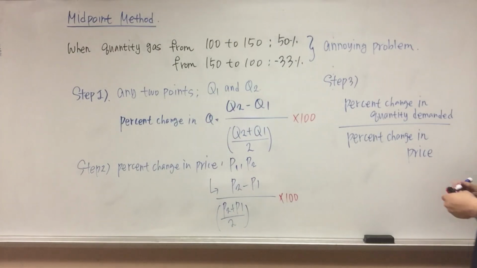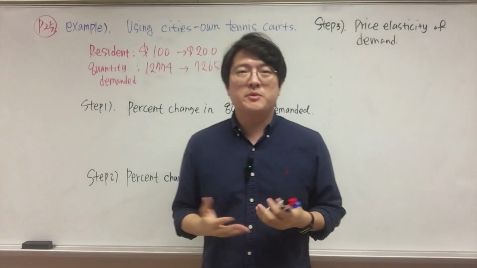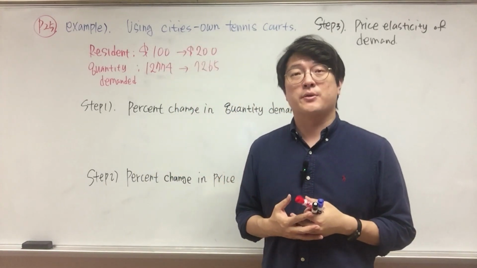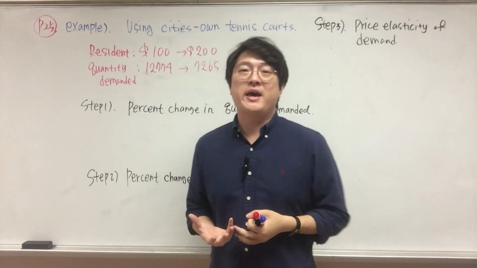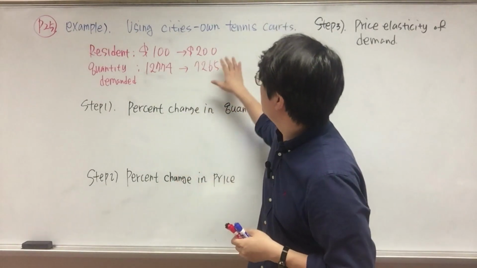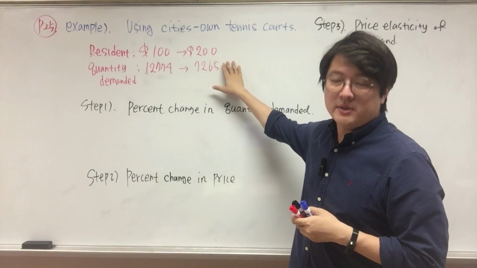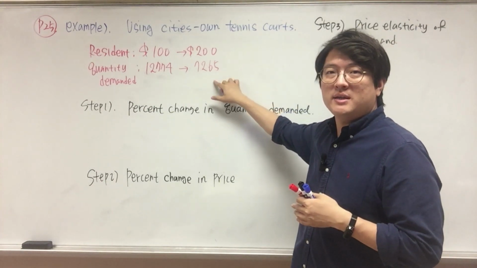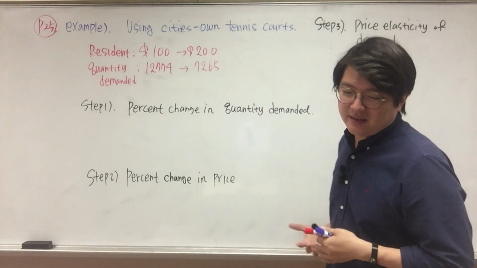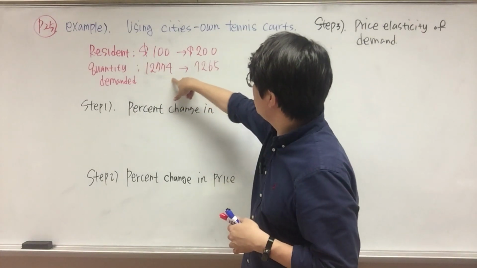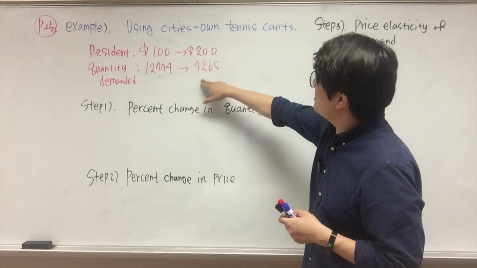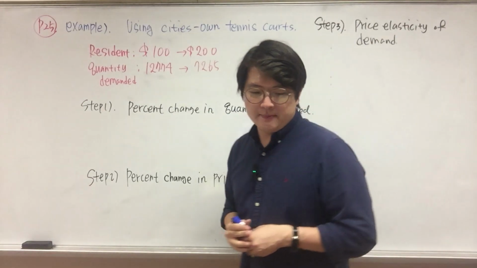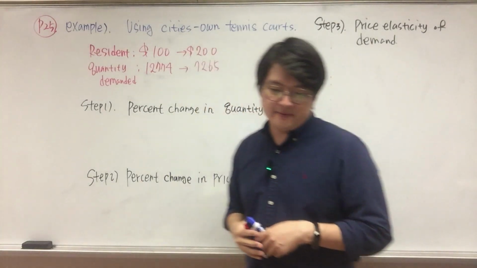Okay? Using the midpoint method. Let me give you an example. If the city increases the cost of using a city-owned tennis court, the resident will now have to pay $200 instead of $100. At this point, we can realize that if the price goes up, the quantity demanded will decrease, right? So the quantity demanded decreases from about 12,000 to 7,265. So how can you find the absolute value of price elasticity of demand?